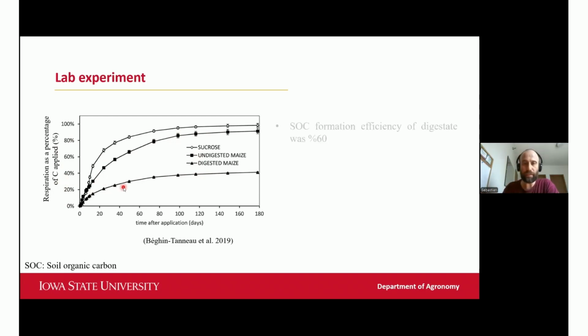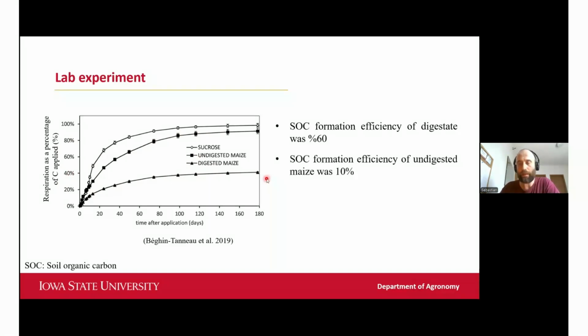And what we can see from this experiment is that the soil organic carbon formation efficiency of the digested maize was 60%, very similar to our results, because only 40% was respired. And for the undigested maize, the formation efficiency was 10%. So formation efficiency increased 6 times after anaerobic digestion. This result is in favor of the hypothesis that the digestate has a higher formation efficiency.